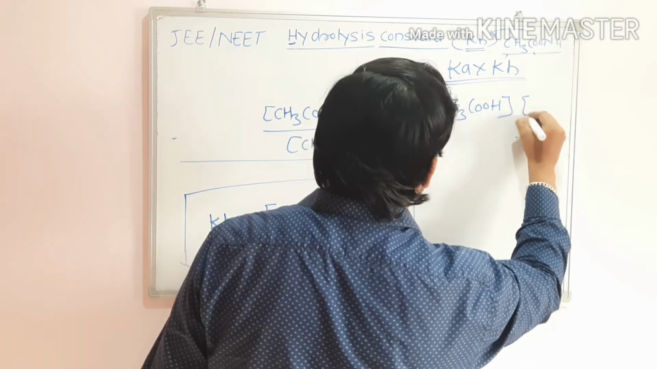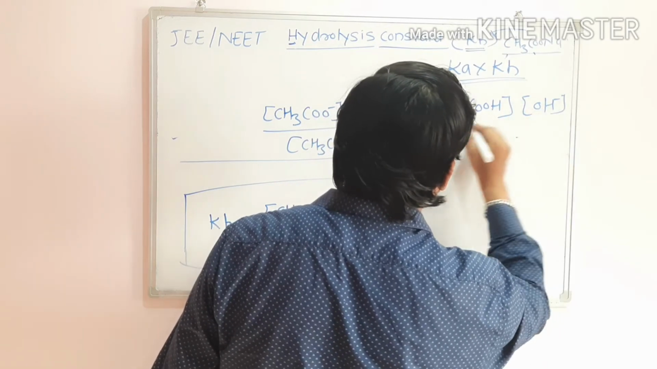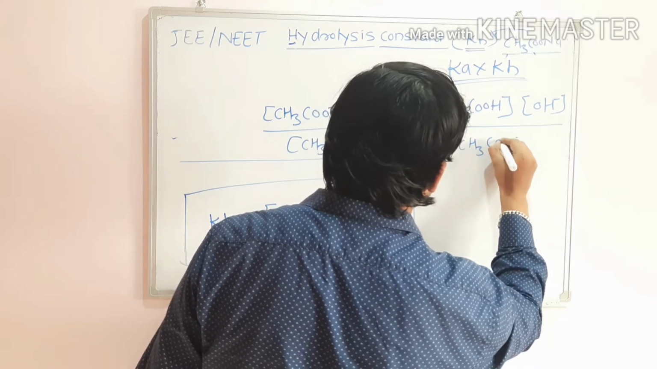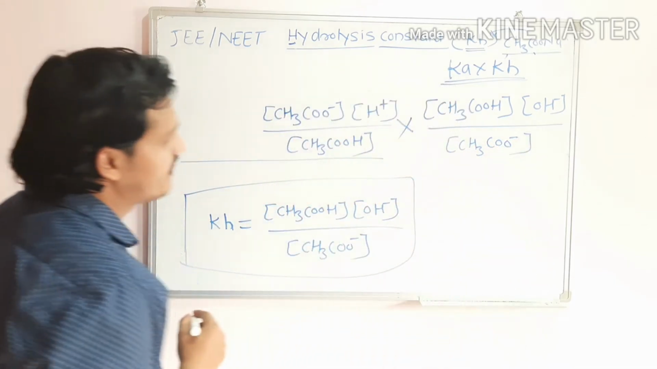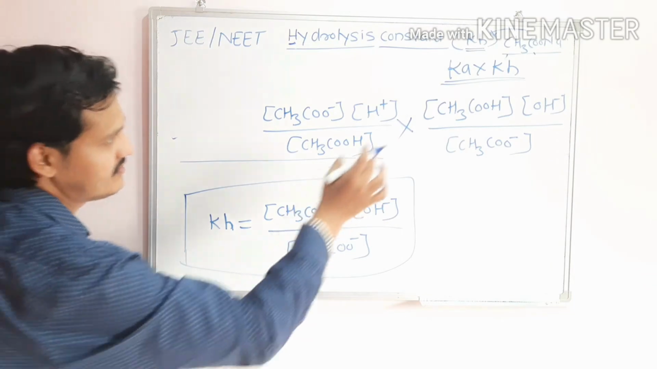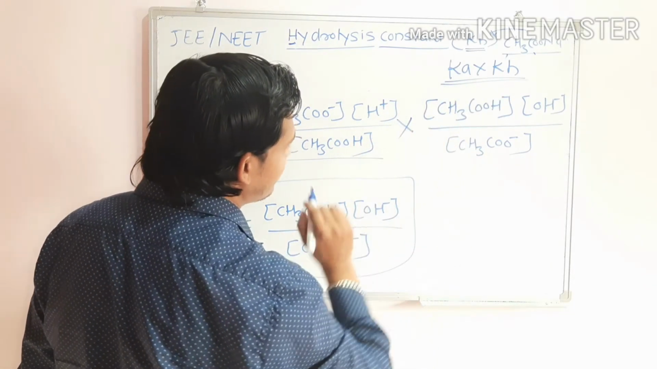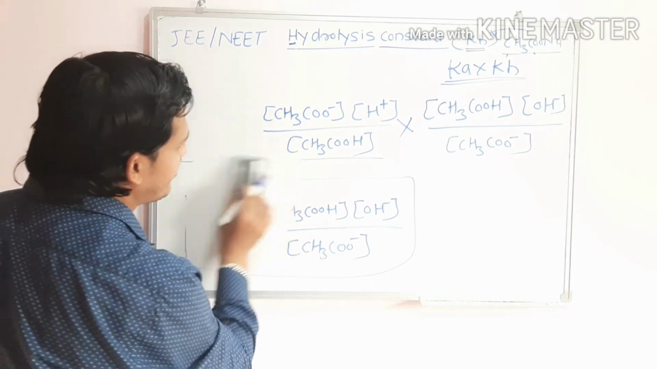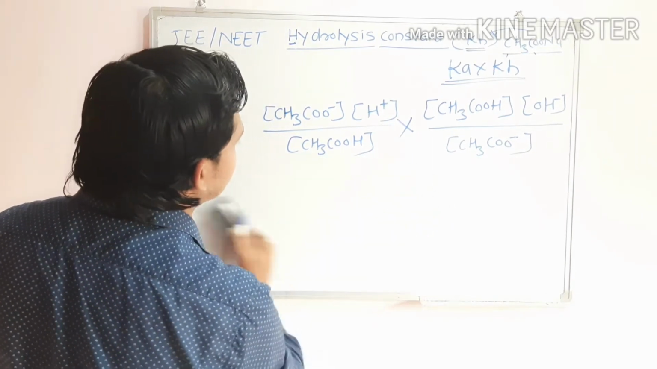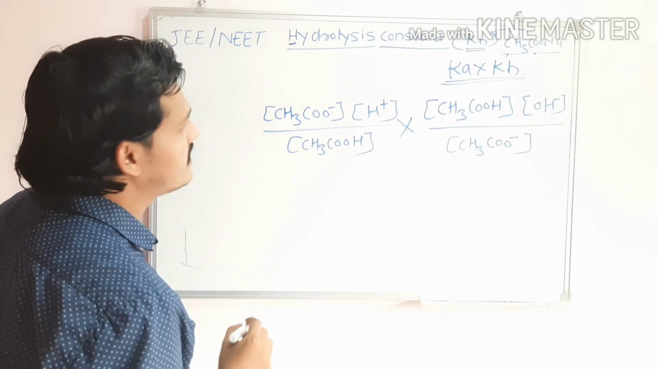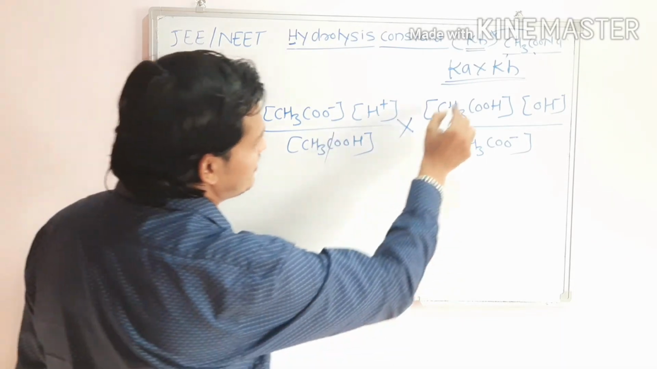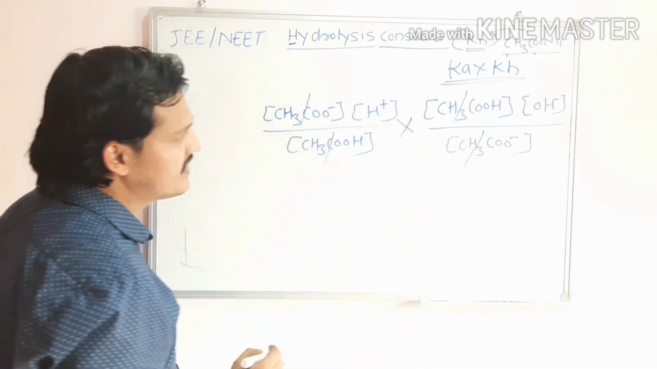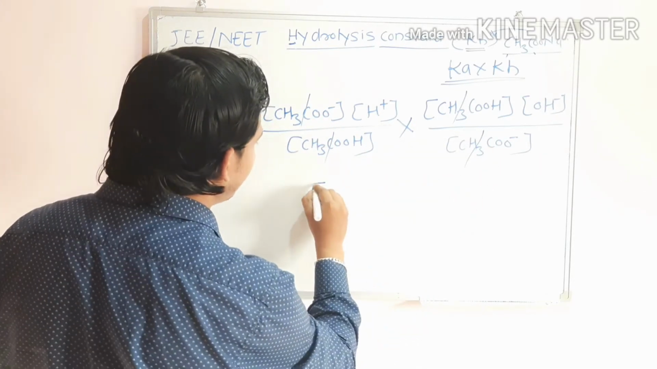CH3COOH in bracket OH minus divided by CH3COO minus. Okay, I multiplied K into KH, and I want to see what answer we get. K into KH, K we get, KH was there. K into KH, what will cancel out? I think acetic acid to acetic acid will cancel out. Acetate ion to acetate ion will cancel out. So what will we get?